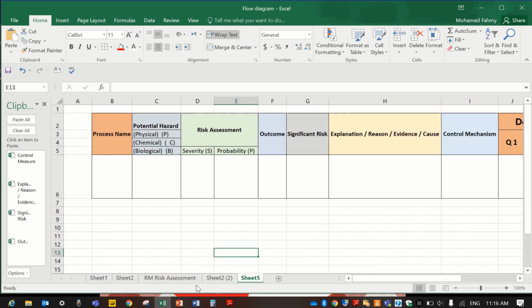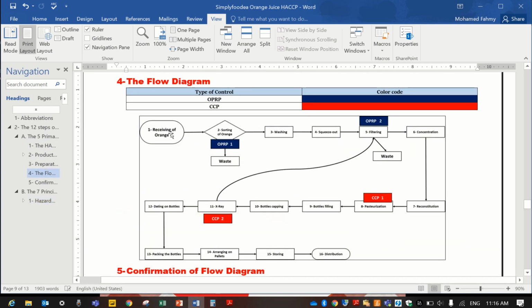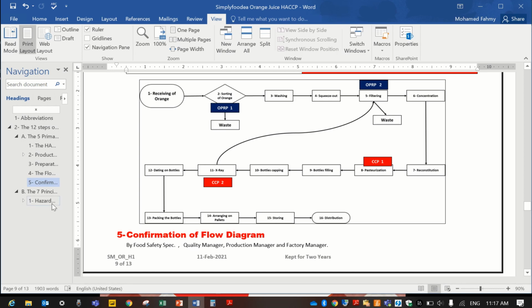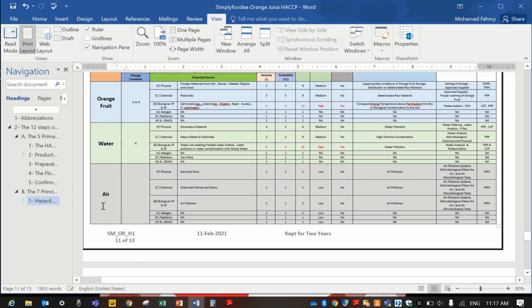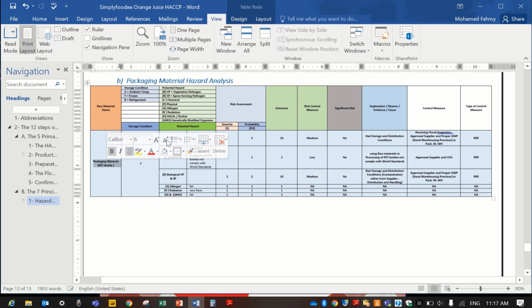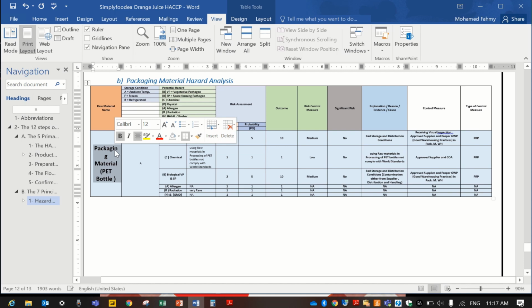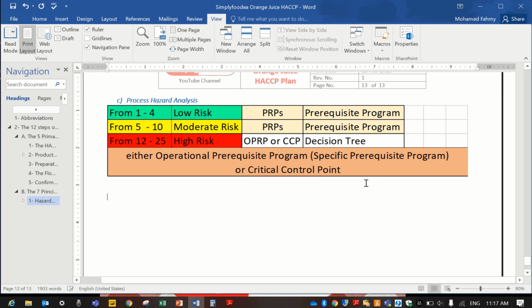And remember that each process in the flow diagram must be mentioned in the process risk assessment. As we have mentioned all the raw material risk assessment, either the orange fruit, the water, the air, and also the packaging material, we must also take care of the process. So each process must be mentioned in the process risk assessment, okay?